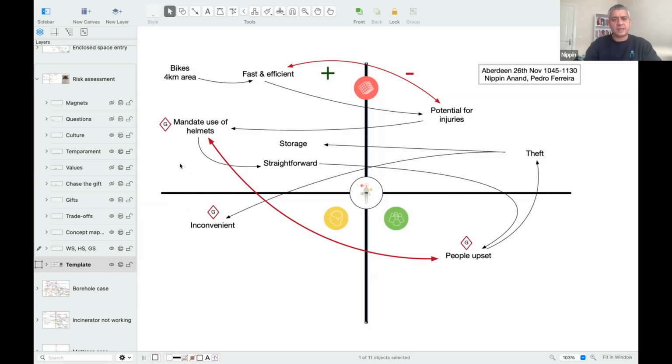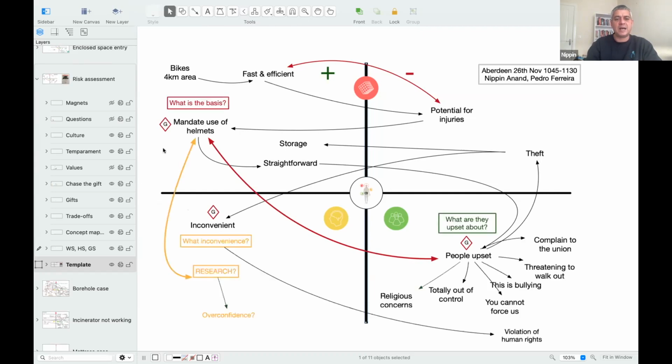So, chasing the gift. Now there are three things here. One is mandating the use of helmets, which is a pretty strong word, mandating. The other one is that it's inconvenient, somebody said, and then people being upset. So these are words that are offered as gifts to you. And in iCue conversation, what we do is we chase the gift, we follow the gift, we try to understand what it is that people are trying to tell us.